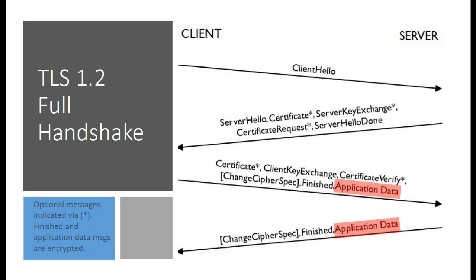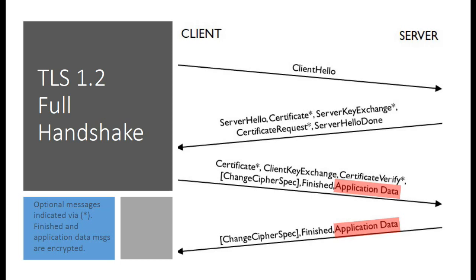The certificate request is an indication for the client to provide its certificate back to the server. The server hello done then concludes the message exchange from the server side. Next, from the client, if asked to provide a certificate, it will do so, and in the client key exchange, it will provide its Diffie-Hellman key pair.